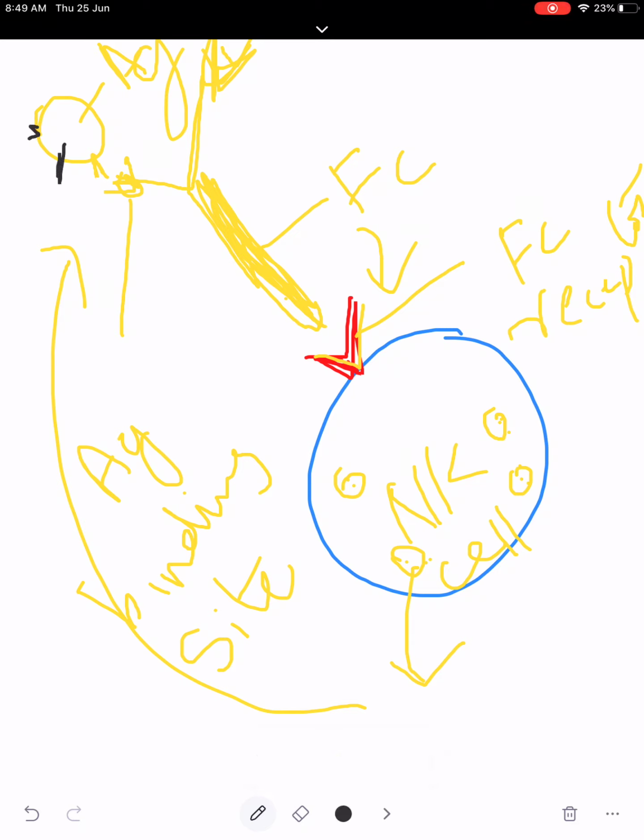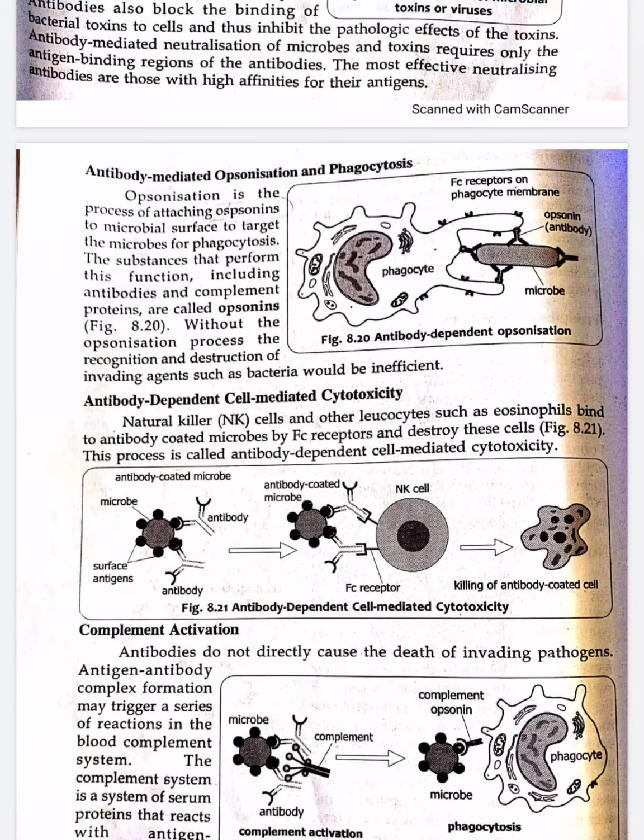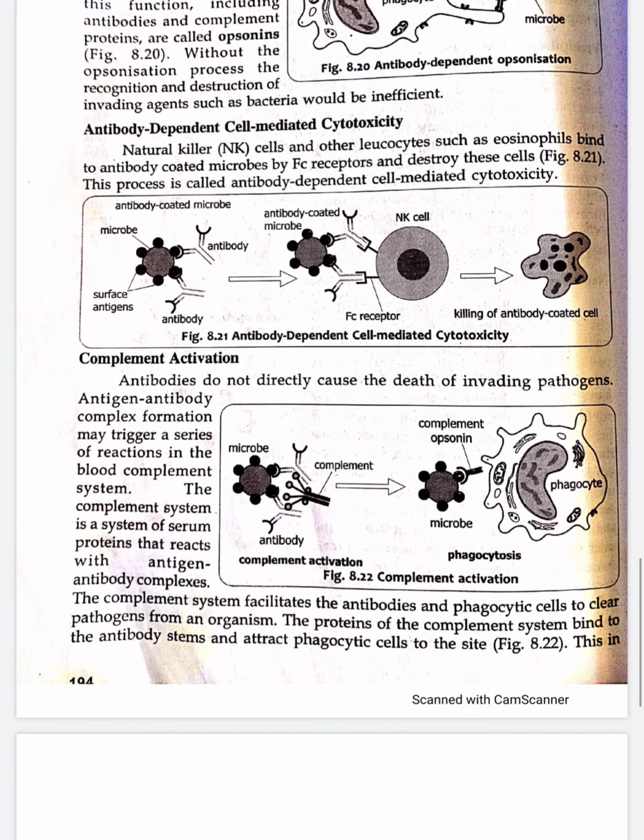Pores will develop in the antigen, and the damaged cell or the cancerous cell will be destroyed. So when I speak about antibody dependent cell mediated cytotoxicity, it is meant when a microbe enters the body, it is bound with antibody, forming an antigen antibody complex, and the complex will bind with the natural killer cell by the Fc receptors, and the antibody will be damaged.